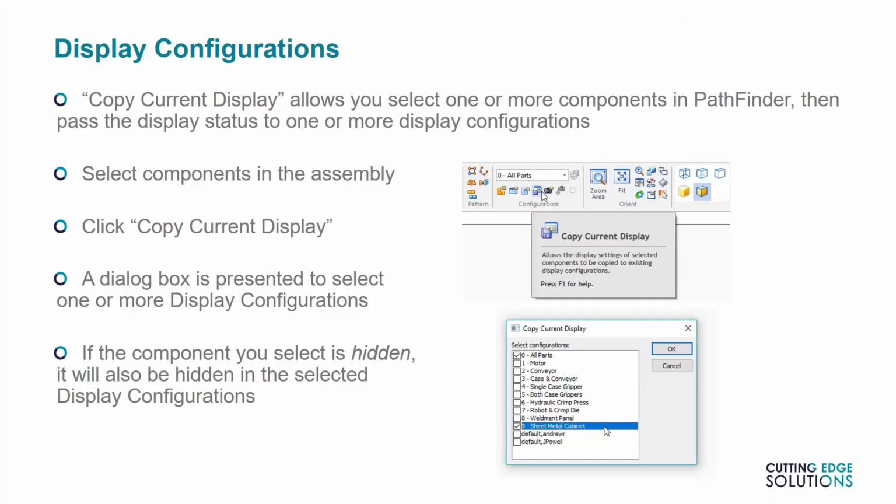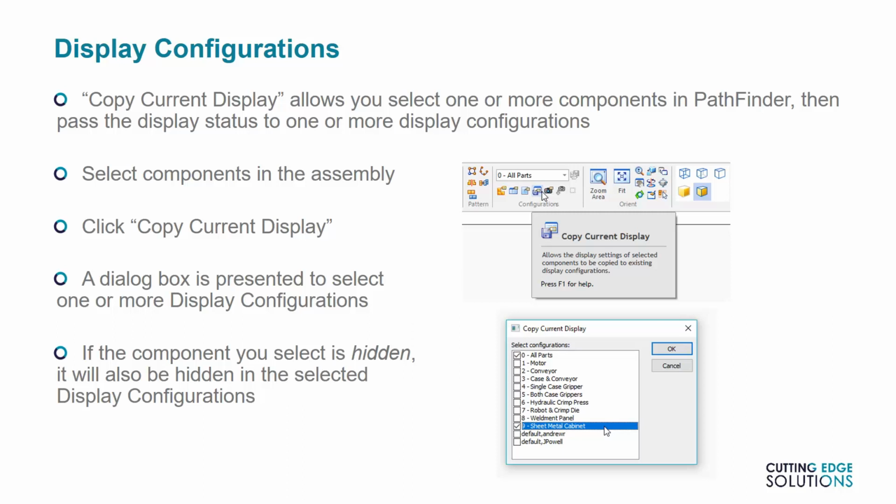Let's say you've added more components, and you want them to be hidden in several existing configurations at once. You could either edit each config manually with the Save Display Configuration workflow, or you could select the parts you want to hide and use the Copy Current Display button. This opens a list of existing configs, and checking the boxes and clicking OK will save the part's display state to each of these configs. In other words, any hidden parts you had selected will be hidden in each of these configs, and any shown parts will be shown. Just bear in mind that you have to select the new parts before you can start this command.